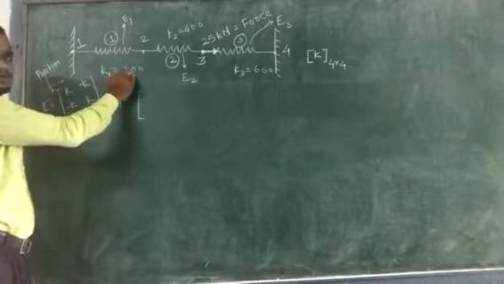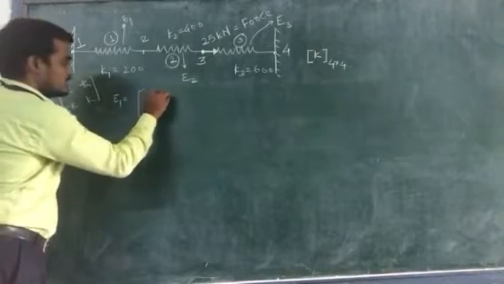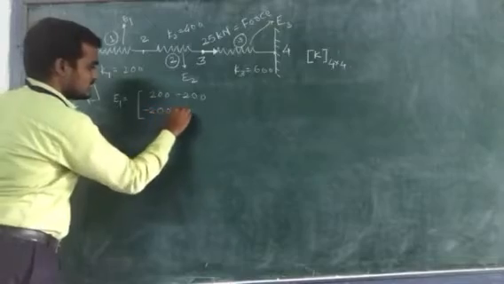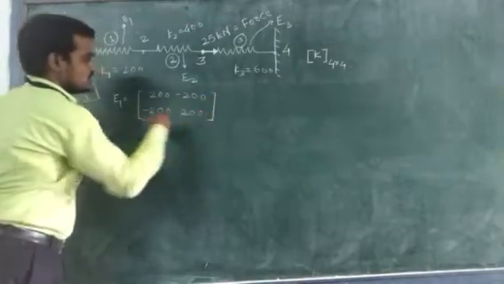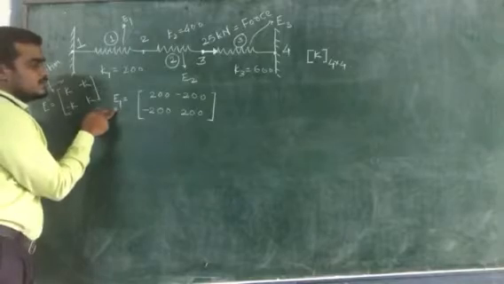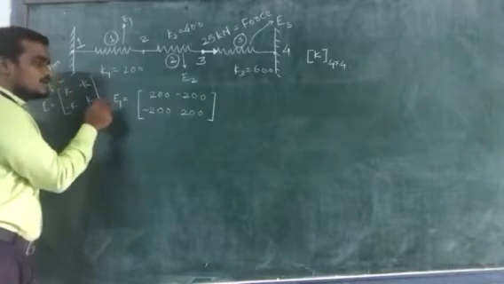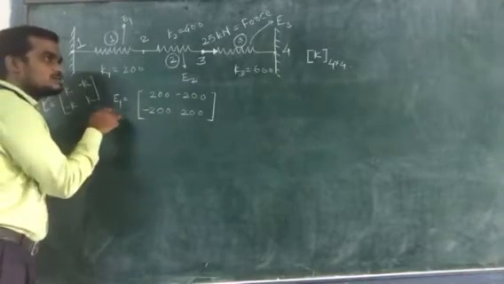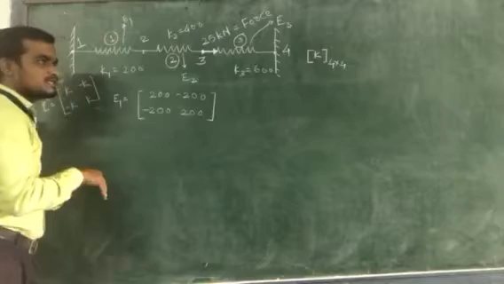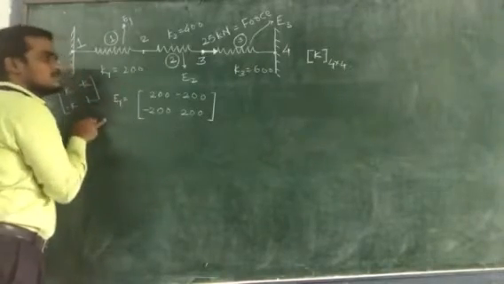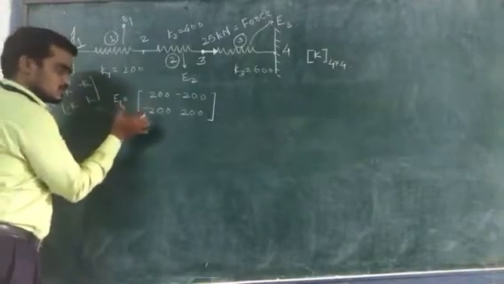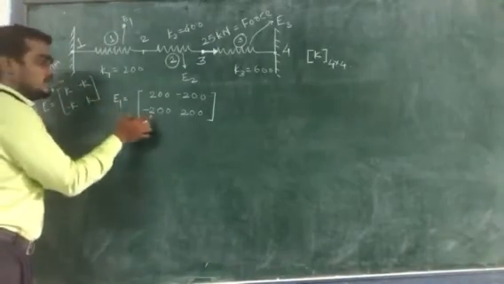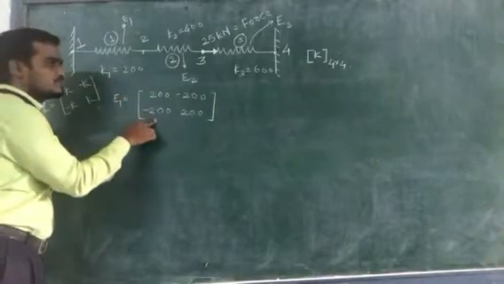the value of K1 is given as 200. So you can write 200, minus 200, minus 200 and 200. So this is your elemental stiffness matrix E1. But write down the position of that elemental stiffness matrix also. Why are we writing this position? Because while constructing the global stiffness matrix, we need the position of that elemental stiffness matrix. So first step is, write down the elemental stiffness matrix by using this relation, then write down its position also.